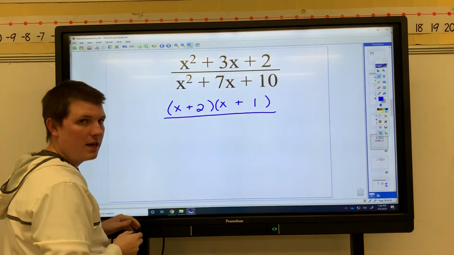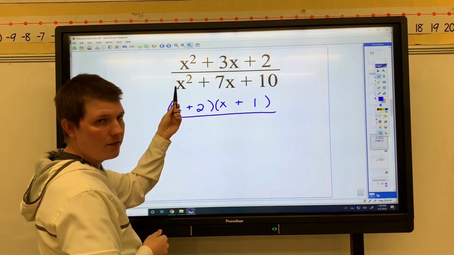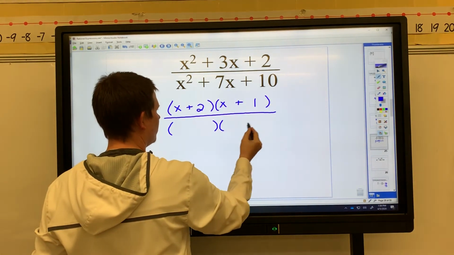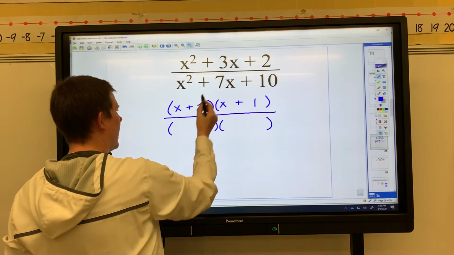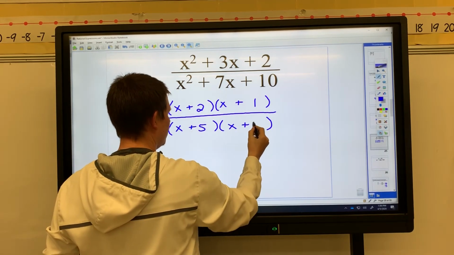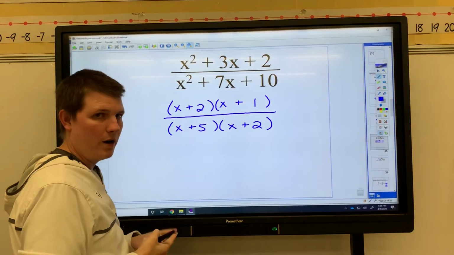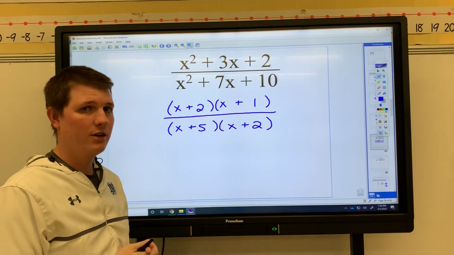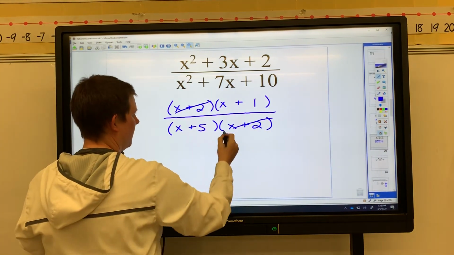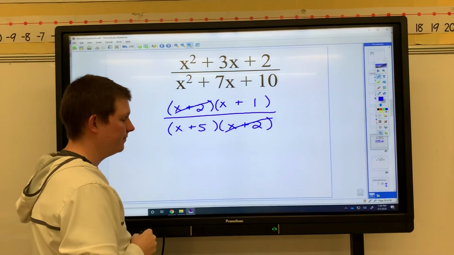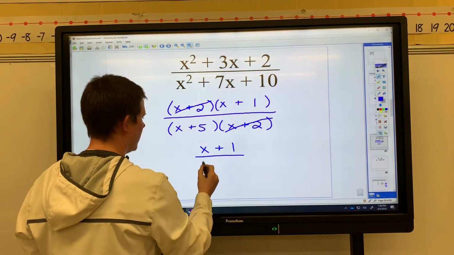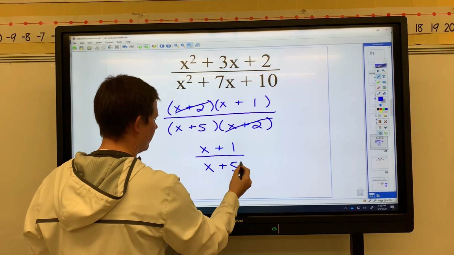On the denominator, same thing. It's a trinomial without an a. There's no a, and there's no GCF I can take out. So I'm looking for two numbers that I can multiply to get 10 and add to get 7, and that would be 5 and 2. So I factored the numerator, I factored the denominator, now I can cross out. Is there anything common? Well, yes. x plus 2 and x plus 2. Those can be canceled out. So now on the numerator, I'm left with x plus 1. On the denominator, I'm left with x plus 5.